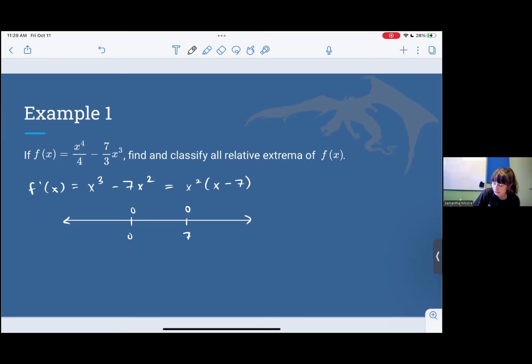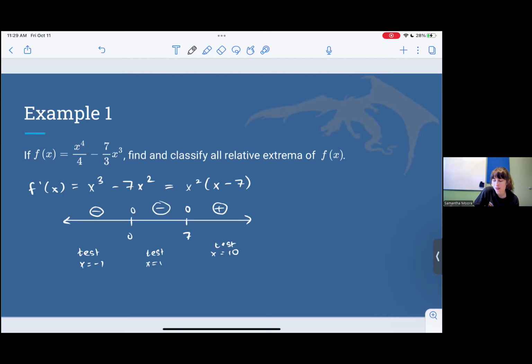And then I can do my test points. So let's see, I'll test x equals 1, x equals -1, and x equals 10. I'll go ahead and test those into f prime of x. When you do that, you'll get a negative value, a negative value, and then a positive value.